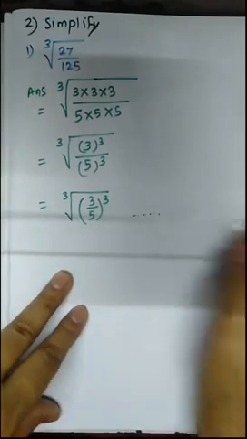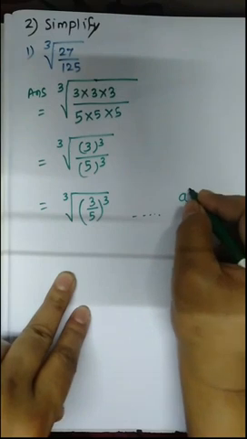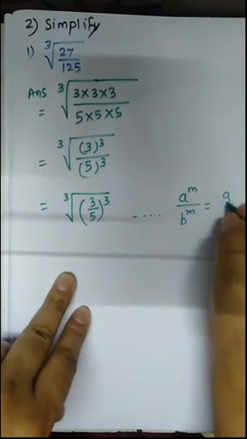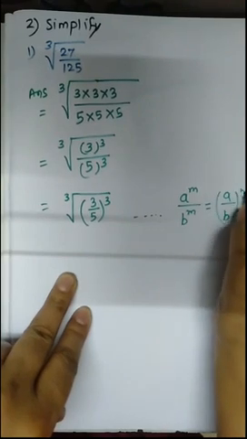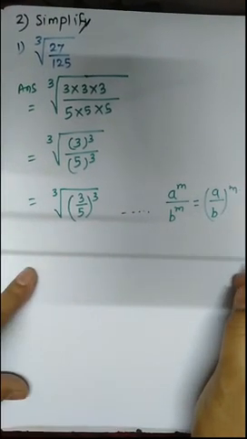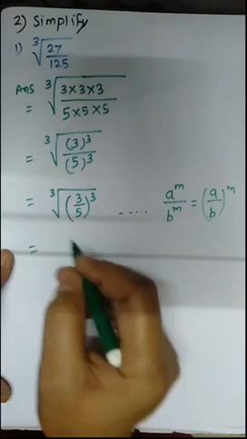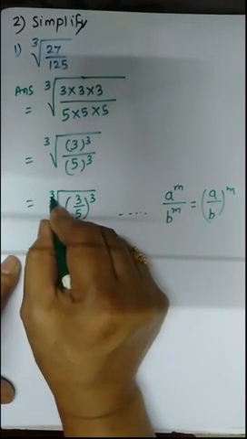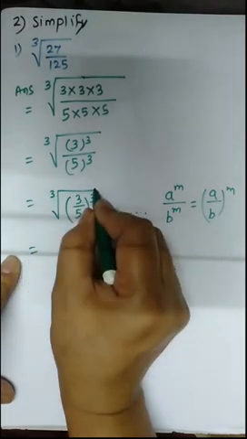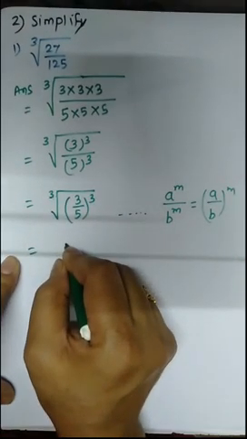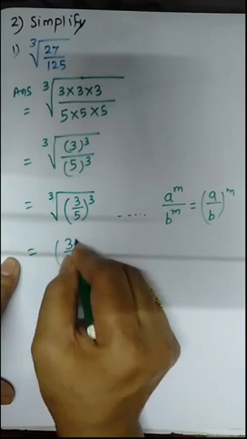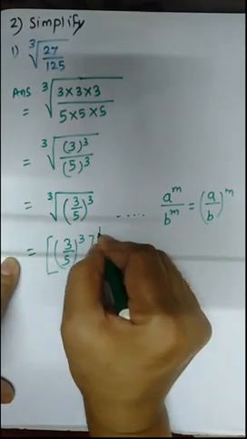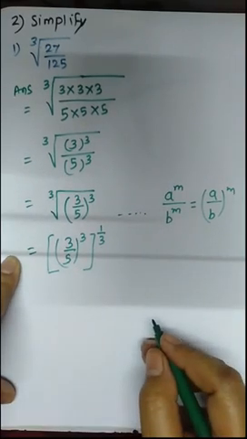Which rule is used here? a raised to m upon b raised to m is equal to a upon b raised to m. Understood? So therefore, for better understanding, write this cube root in the form of indices: 3 upon 5 cube raised to 1 upon 3. Correct?